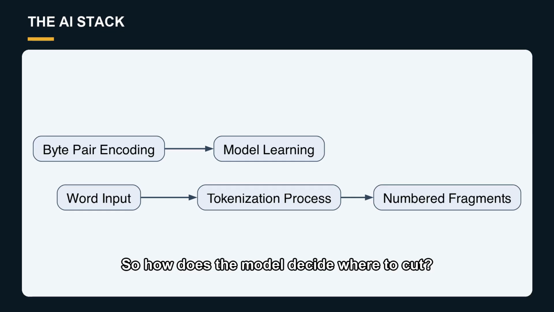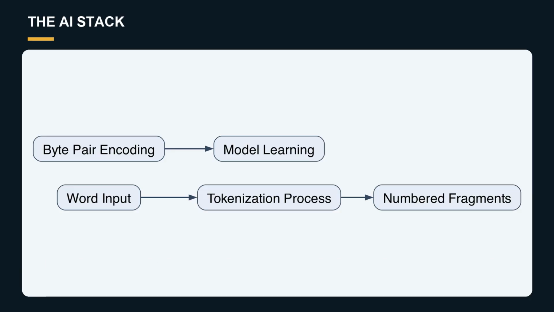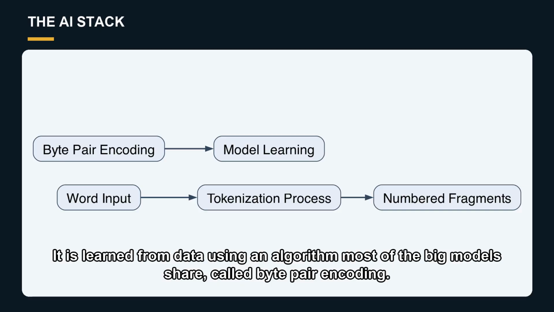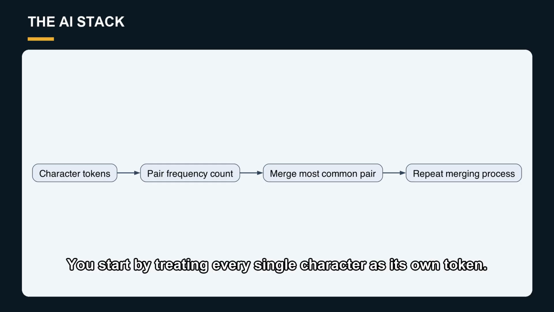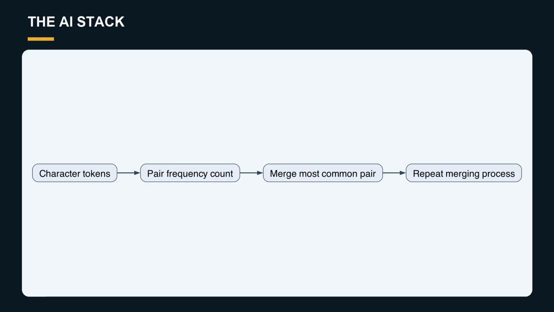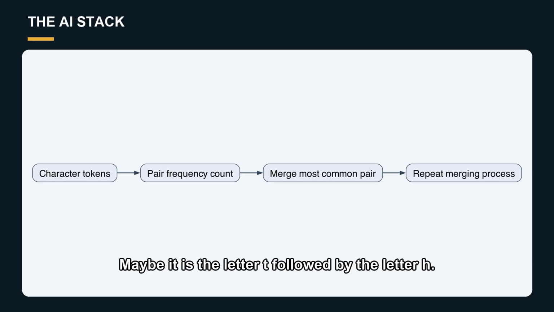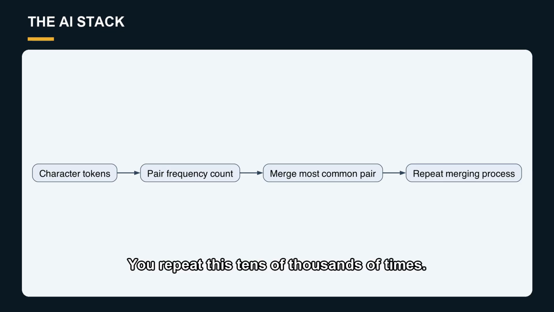So how does the model decide where to cut? It is not random, and it is not a dictionary someone typed by hand. It is learned from data using an algorithm most of the big models share called byte-pair encoding. The idea is beautifully simple. You start by treating every single character as its own token. Then you scan a giant pile of text and find the pair of tokens that sit next to each other most often. Maybe it is the letter T followed by the letter H. You merge that pair into a new single token, TH. Then you scan again, find the next most common pair, and merge that. You repeat this tens of thousands of times.